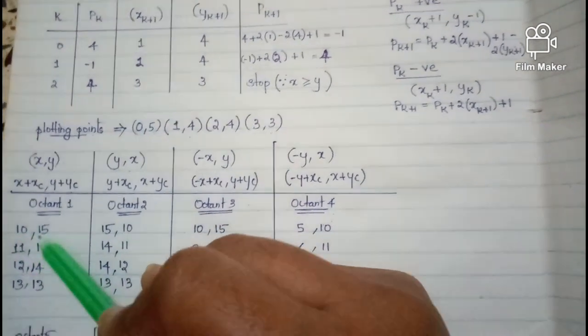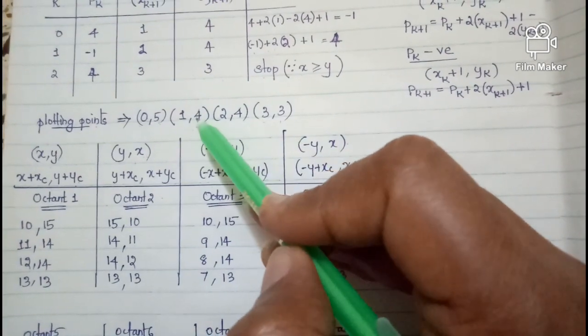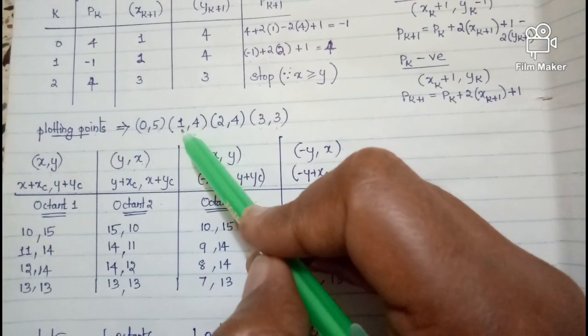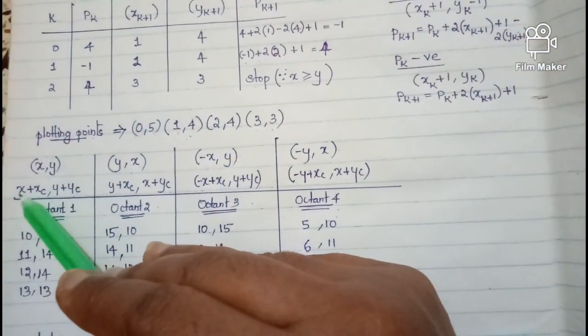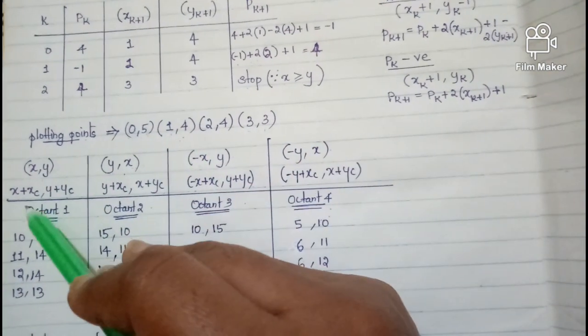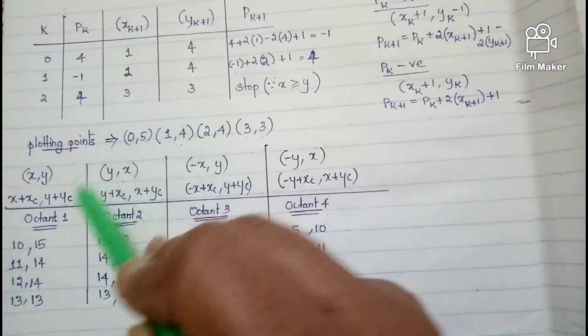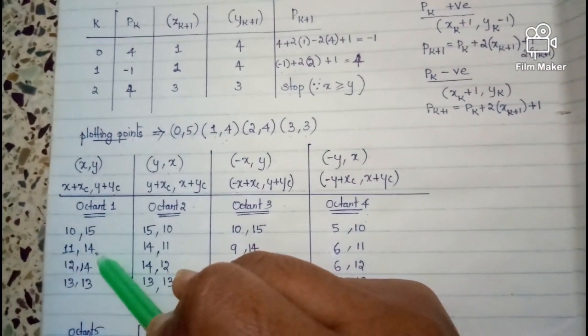So the first point to be plotted is 10, 15. What about the next point? 1, 4. That means you have to add xc to this value and yc to this value. Taking x as 1, 1 plus 10 will give you 11. The value of y is 4, so 4 plus 10 will give you 14.